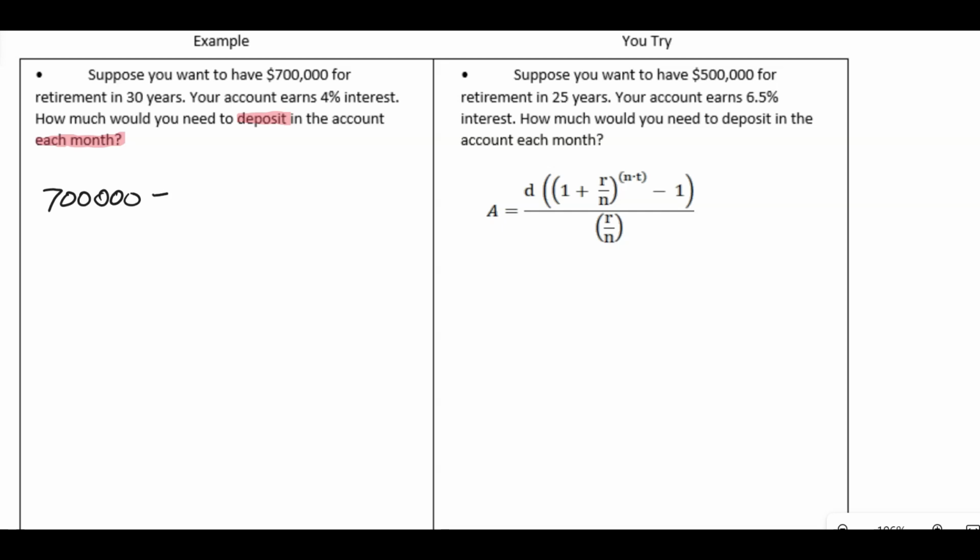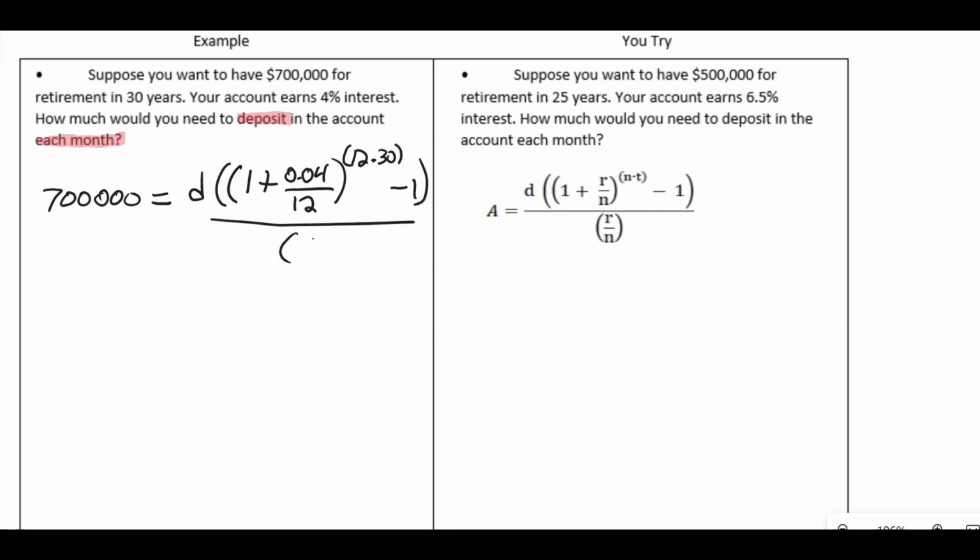And then we have A equals D, double open parentheses, 1 plus the rate, 4% in decimal, 0.04. And we're doing a deposit each month, so N is 12. And we're doing this for 30 years. Minus 1, all over 0.04 over 12. Okay.